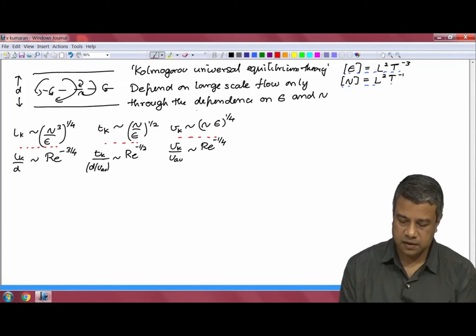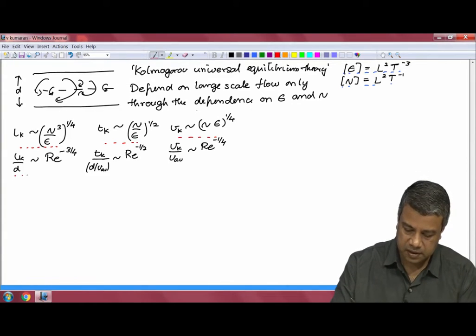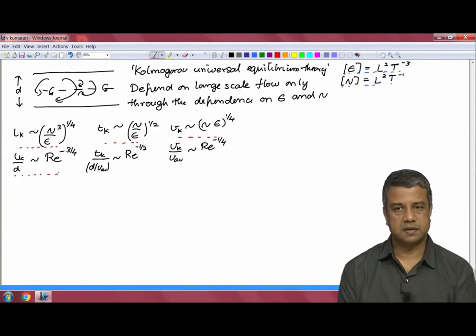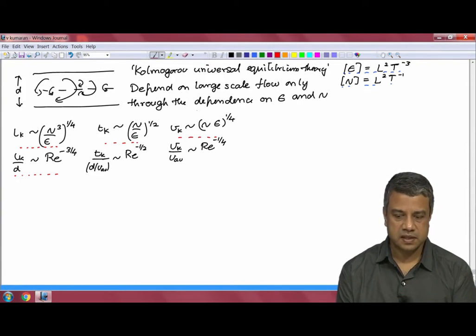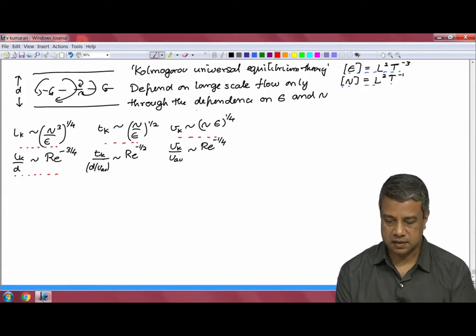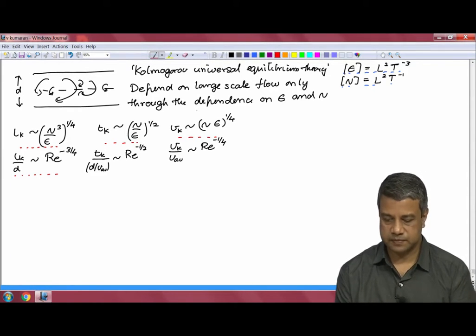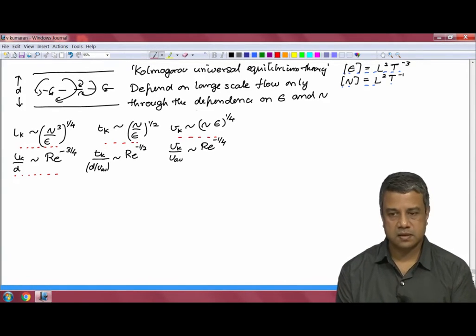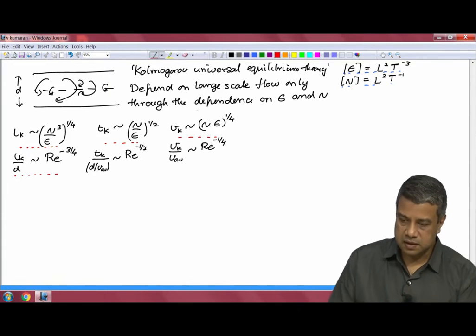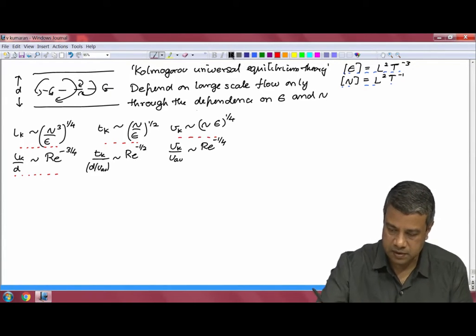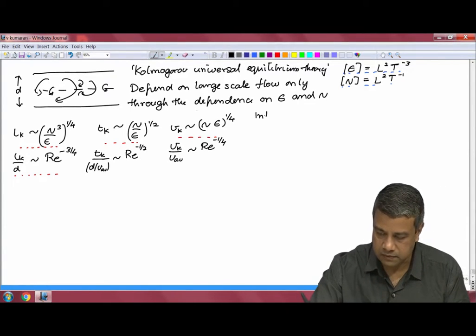The ratio of the Kolmogorov length and the pipe diameter is Re to the power minus 3/4. So, at very high Reynolds numbers, the length scale of the smallest eddies is actually much smaller than the pipe diameter. We will come back and estimate a little bit what that is. The time scale is also much smaller than what is called the integral time.